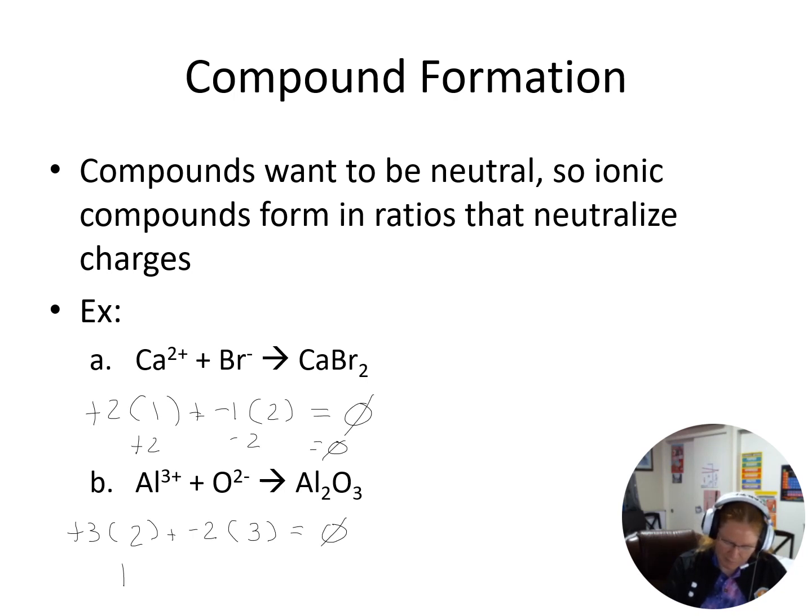+3 times 2 gives me +6. And then -2 times 3 gives me -6. So there's my neutral compound. And so I have 2 aluminums and 3 oxygens. And so our formulas are written with the number of each atom subscripted. We don't need to have a 1 if we only have 1 of something.